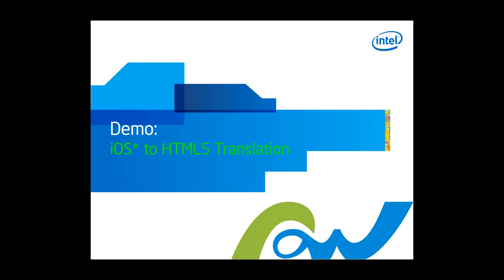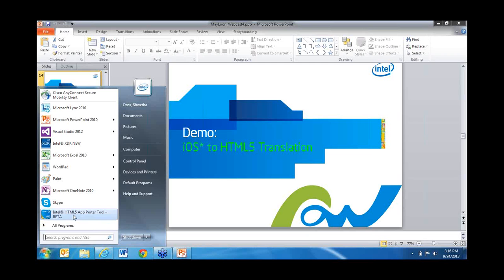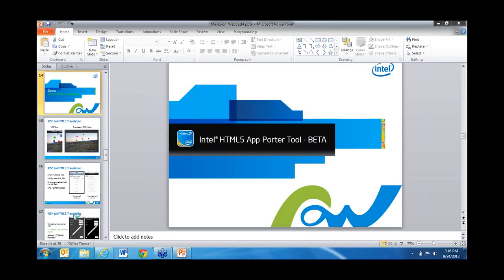Now I'll do a demo to show you how to convert the application from iOS to HTML5. The sample that I'm showing you is available for free download. At the end of this presentation I have put a link where you can download it, and in the same link the sample is available for you to play around with. When you install it, you can see that the Intel HTML5 app portal tool is available. Just click on it.